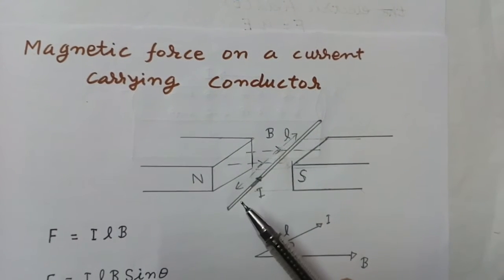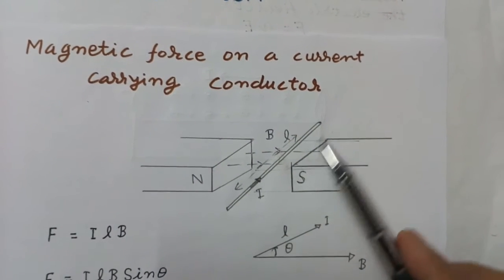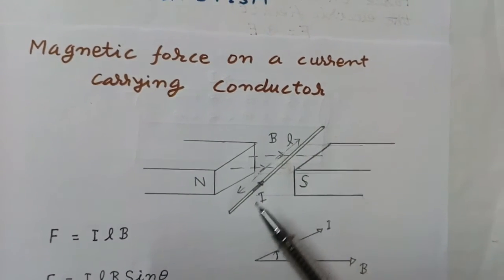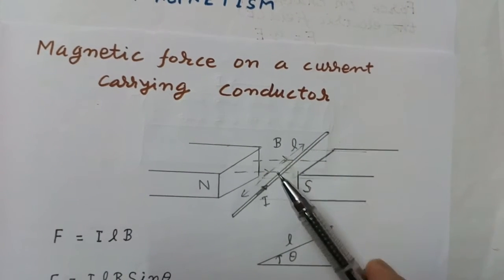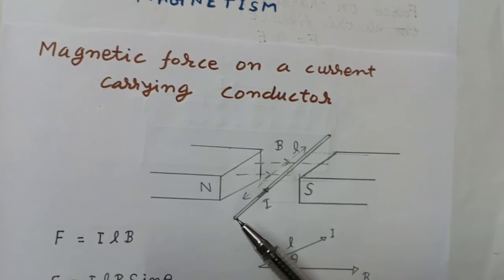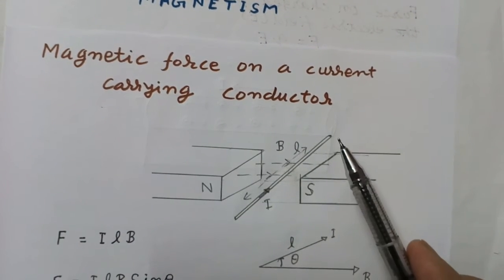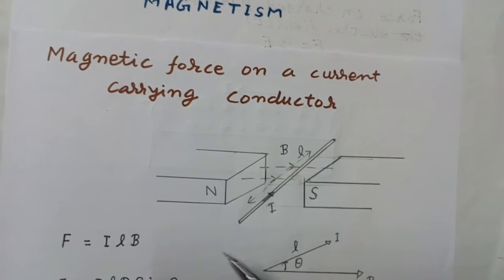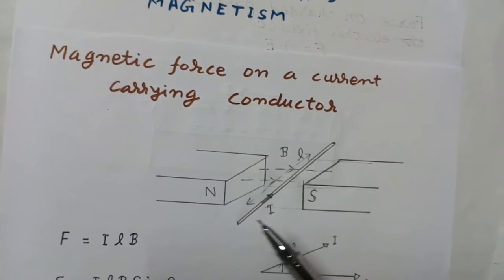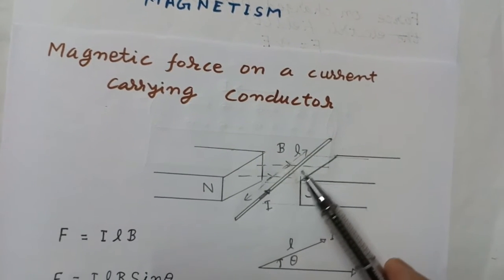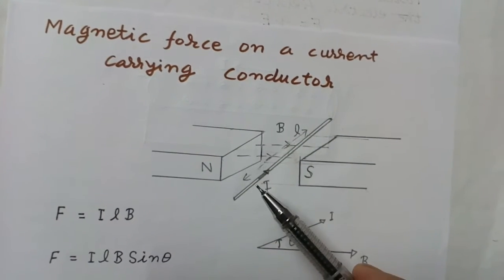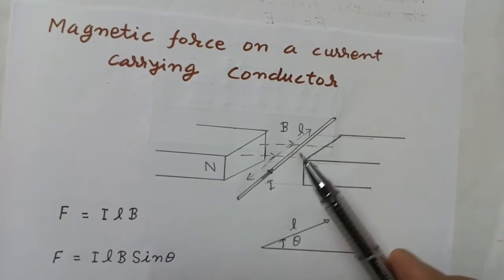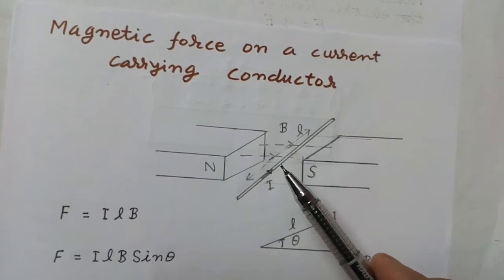Now when we keep a current carrying wire, this is a wire, suppose its L length is inside this magnetic field, and this is connected to a battery which is not shown here, and due to that I current is flowing through it. Now it is found that when current flows, this wire experiences force.